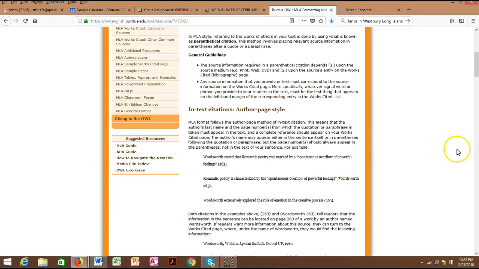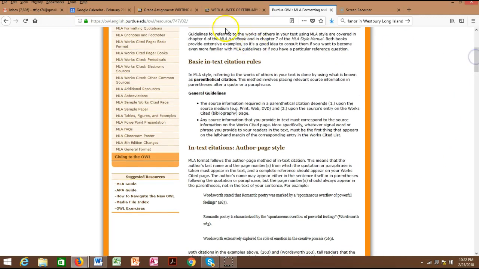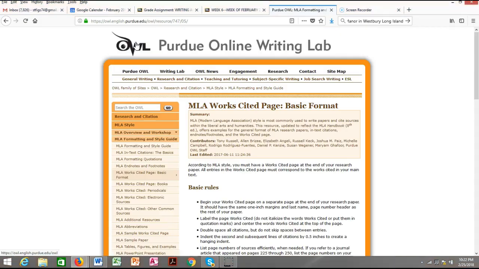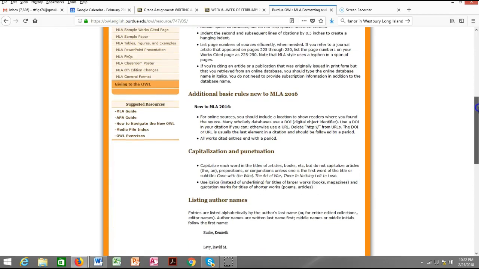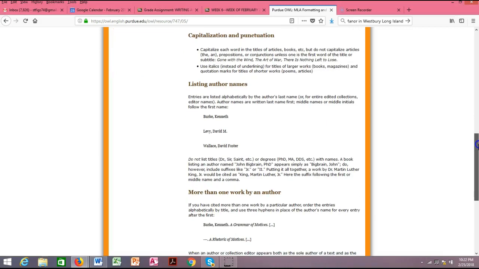Then you're supposed to have a works cited page, meaning that the only works cited entry that you have is the textbook, the classroom textbook. And this is how it's supposed to look.